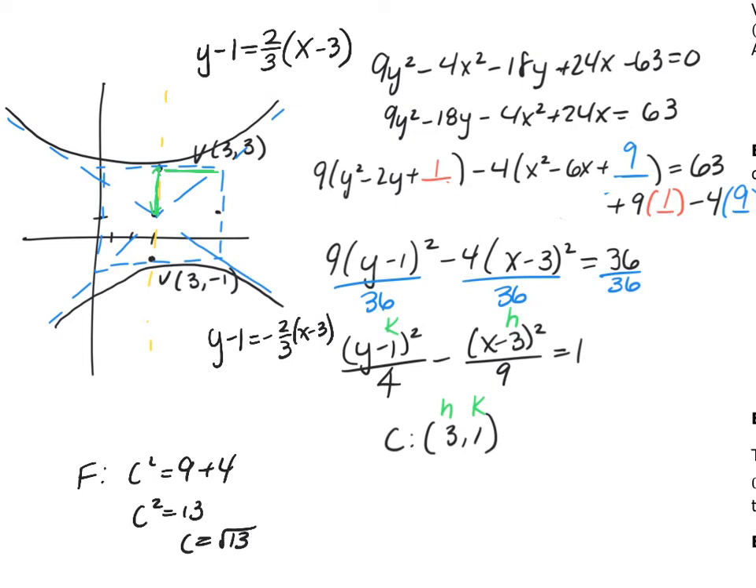So am I going to add that to the x part or the y part of the center? The y part. So here's where my foci is. So it is going to be 3, 1 plus the square root of 13. My other one is going to be 3, 1 minus the square root of 13, wherever that happens to be.